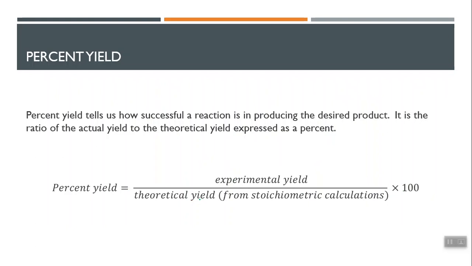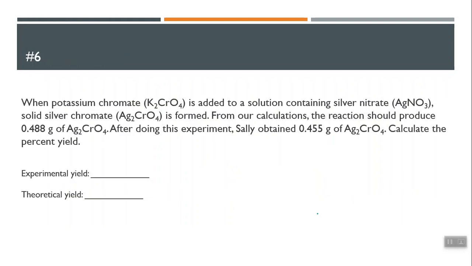So the theoretical yield is coming from our stoichiometric calculations, okay? So we can do the work and predict how much we're supposed to get out of our experiment, right? And then we compare it to what we actually got. So let's take a look at this problem.